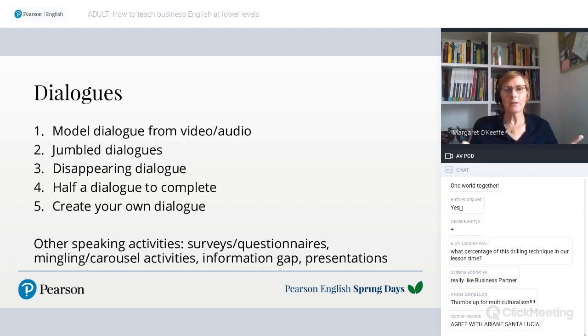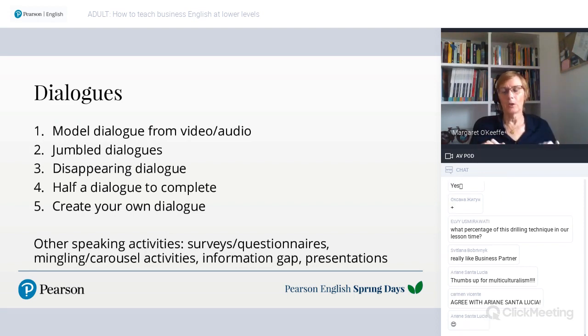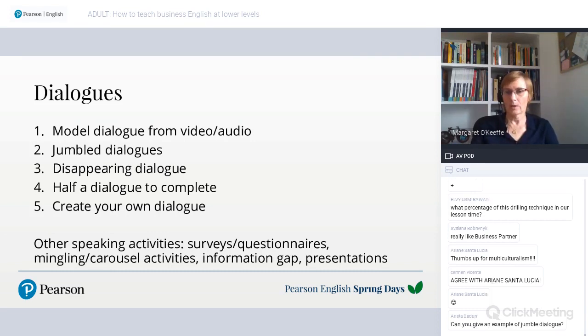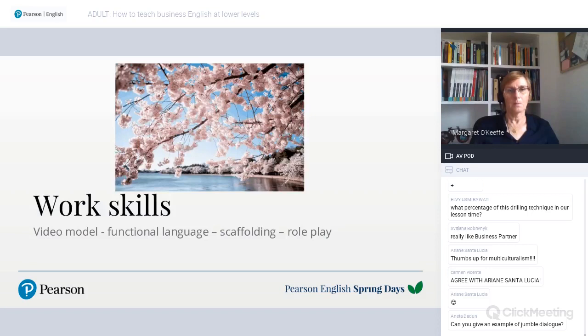So half a dialogue. Creating your own dialogue, the last one, we'll be looking at that in more detail today, an example of that. But again, if you remember, we said right back at the beginning, students are going to need prompts and models and scaffolding at this level. And we can see how we can do that. Let's move on.